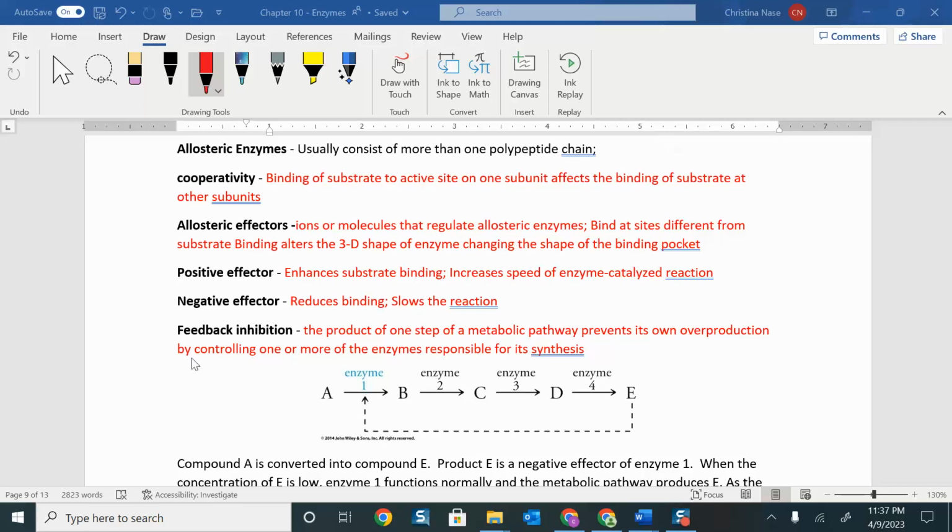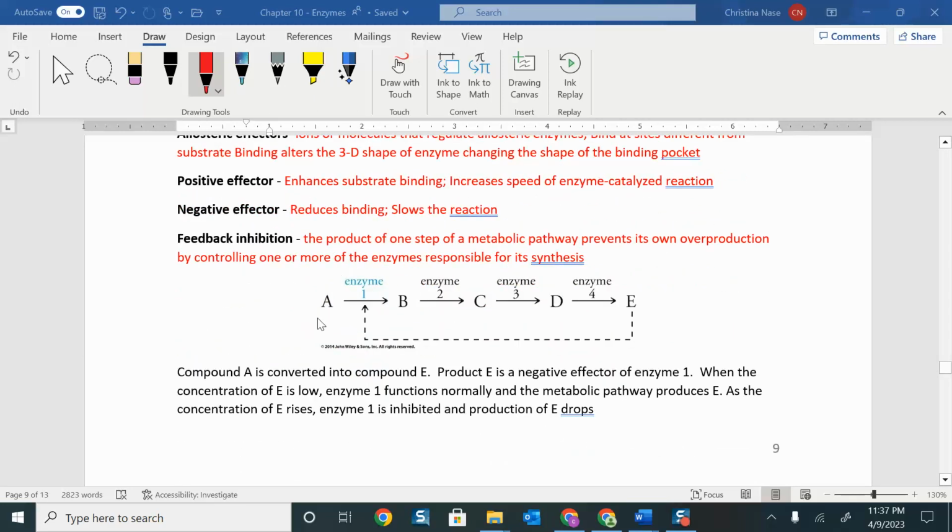You can also see some feedback inhibition, and this is when you have a series of enzymes catalyzing a bunch of reactions. So enzyme 1 is going to catalyze the reaction between A and B, and then B to C will be catalyzed by a different enzyme, and then C to D by another one, D to E by another one. And then once you make E, E can then feed back into step 1, and it can serve as a negative effector.